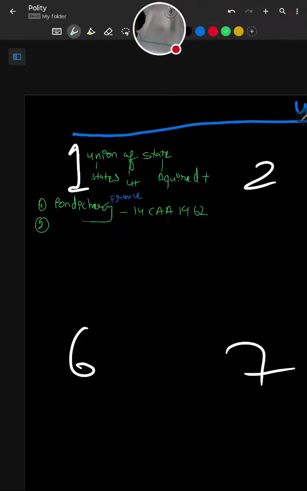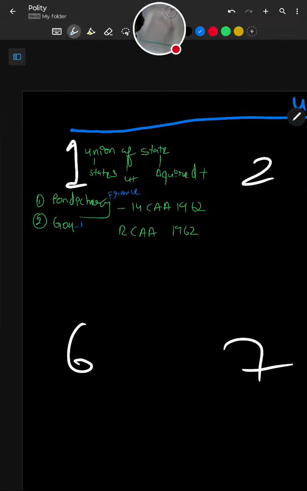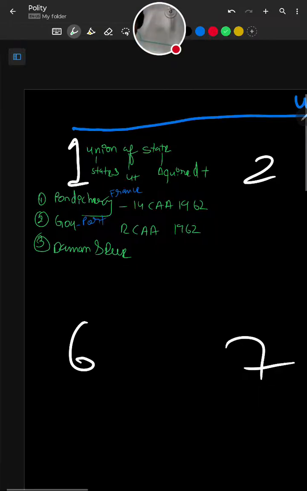Now, second one is Goa. Goa, as you all know, we acquired it from the British, or what do you call that, the Portuguese, and we got Goa in the 12th Constitution Amendment Act of 1962. And the third one is Daman and Diu. This was also under the capture of the Portuguese, 12th Constitution Amendment Act of 1962.